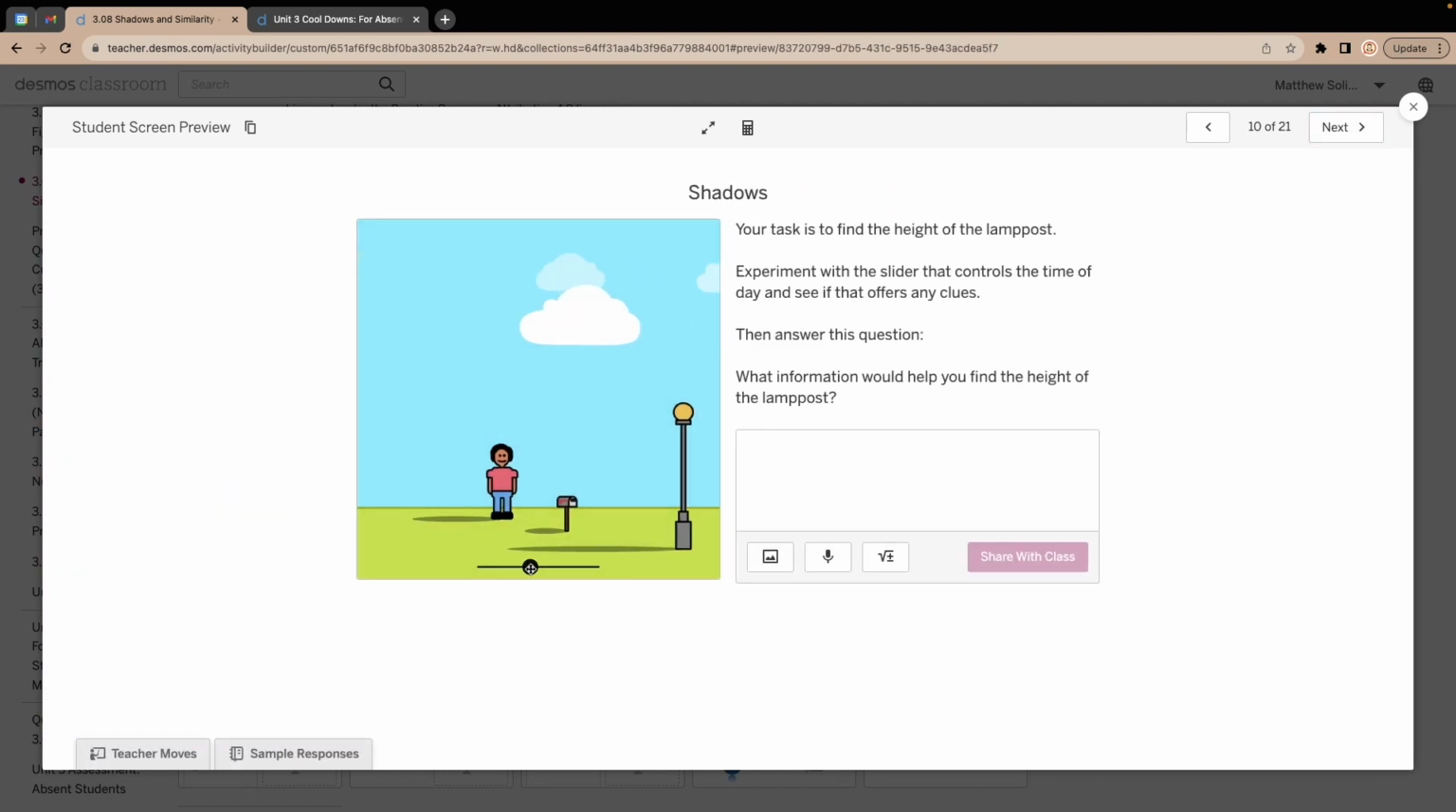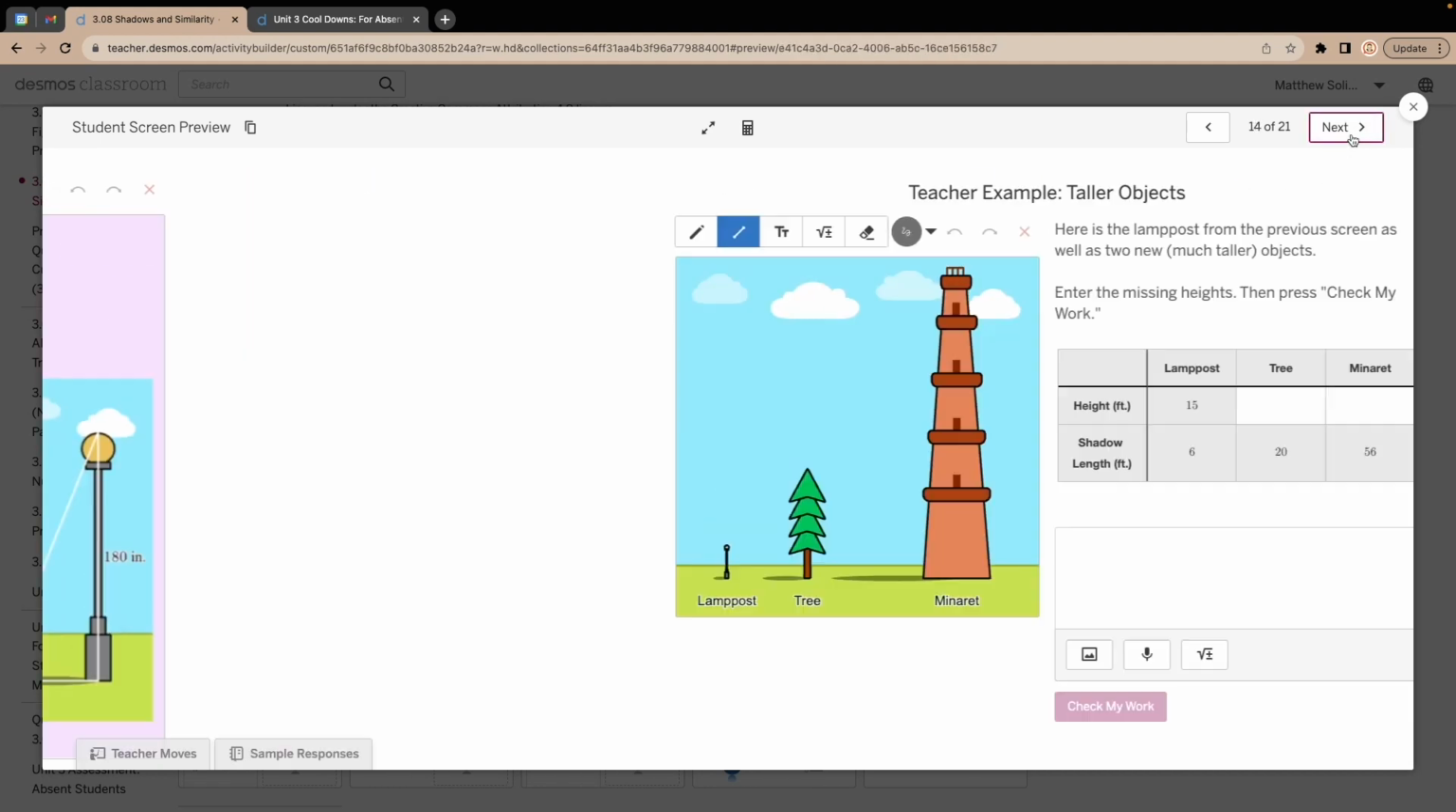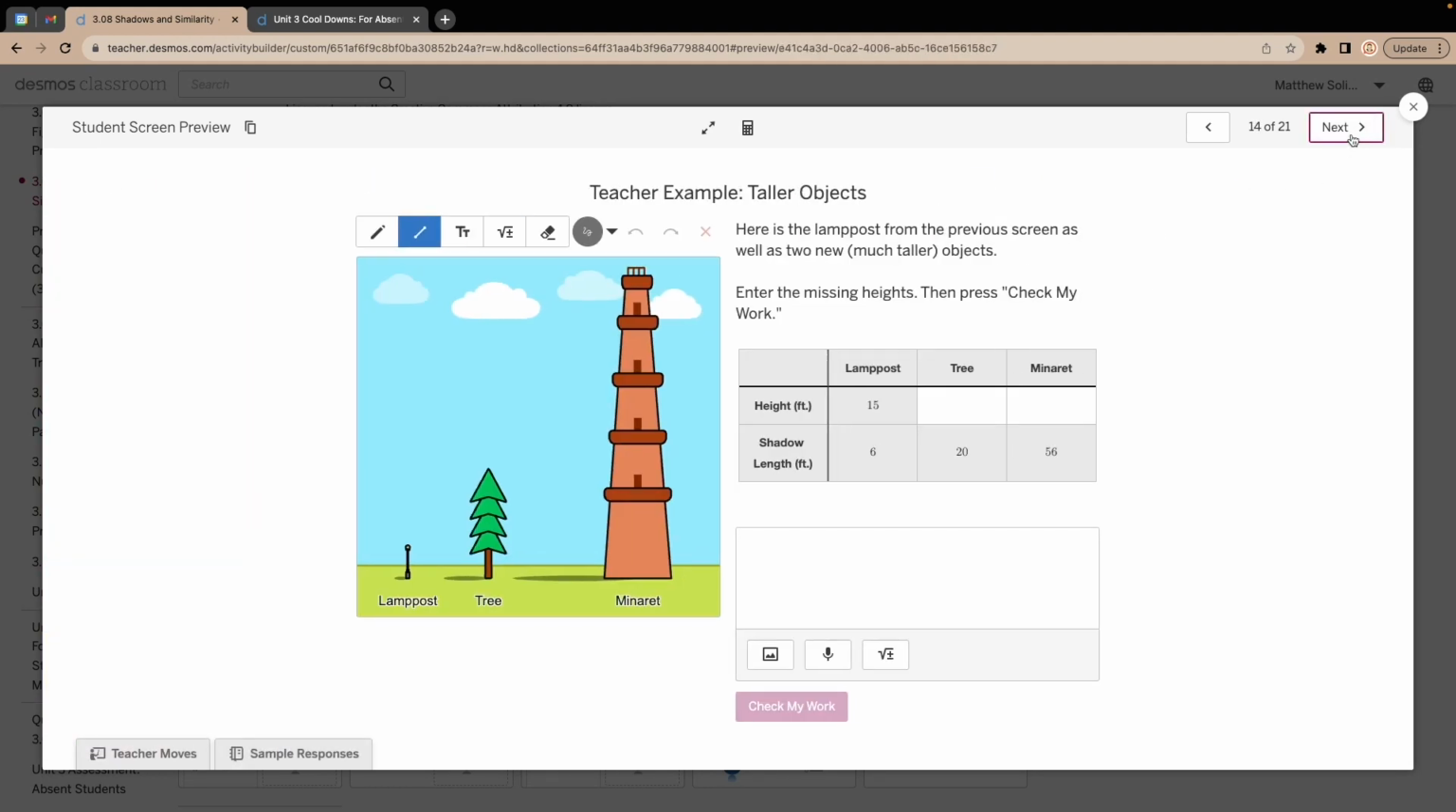So even though these shadows are getting longer in the day, they're getting bigger for everyone. And the mailbox, the shortest figure, always has the smallest shadow. The person has the middle, the lamppost has the longest. At night, there's no shadows, fun fact. But it's always proportional. So we can use similar triangles to solve for missing sides using shadows. So for example, in this problem, we have the height of a lamppost is 15 feet.